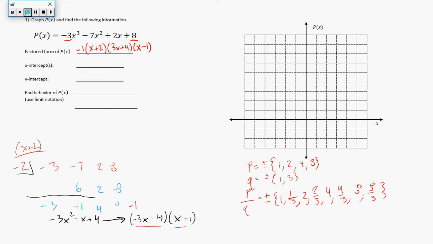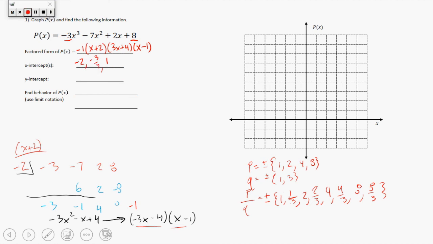Using this, if we set this equal to 0, that's when we would find the x-intercepts. So we use the zero product property here to find the x-intercepts. They are at negative 2, negative 3/4, and positive 1.